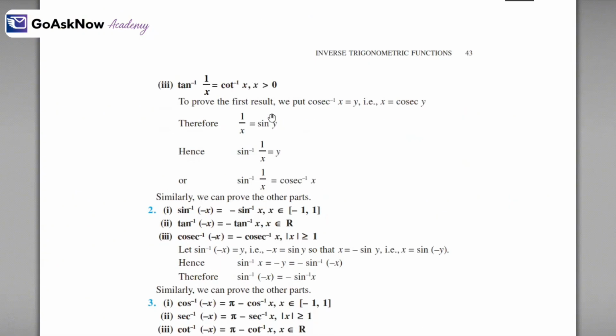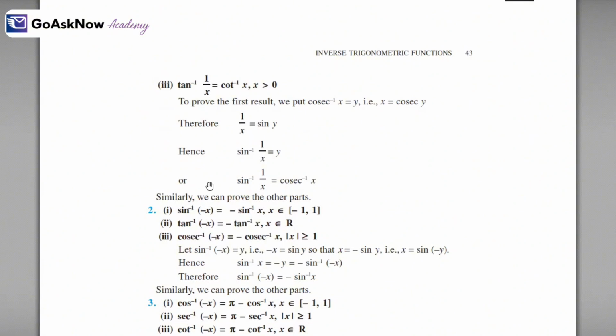The third property is tan inverse 1 by x is equal to cot inverse x, where x is greater than 0. To prove the first result, we will put cosec inverse x equal to y. Sorry, I was telling cos, it was cosec inverse that is equal to y. So from there we will get x equal to cosec y. Therefore we will get 1 by x equal to sine y.